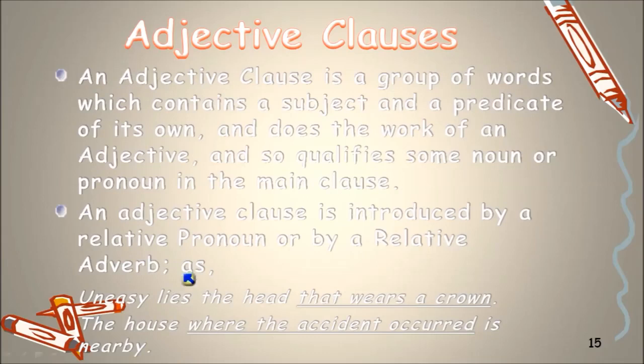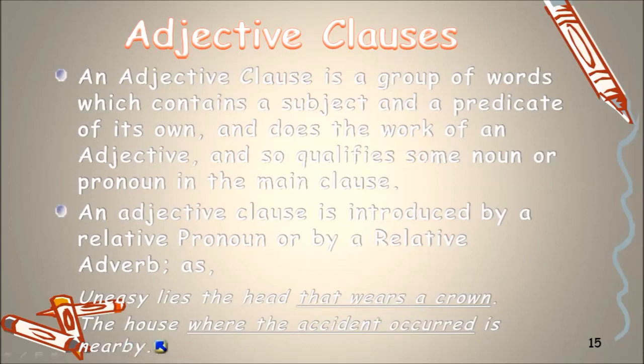So if we consider the example here, "Uneasy lies the head that wears a crown." "Uneasy lies the head" is the principal clause, and "that wears a crown" is the subordinate clause. And we are claiming that this part is an adjective clause. But why? This clause is introduced with a relative pronoun that indicates the head, a noun, and it describes the noun, the head. That's why it performs the task of an adjective, and we consider this an adjective clause.